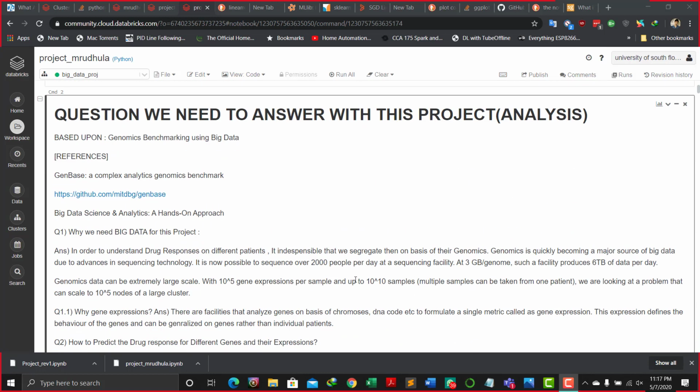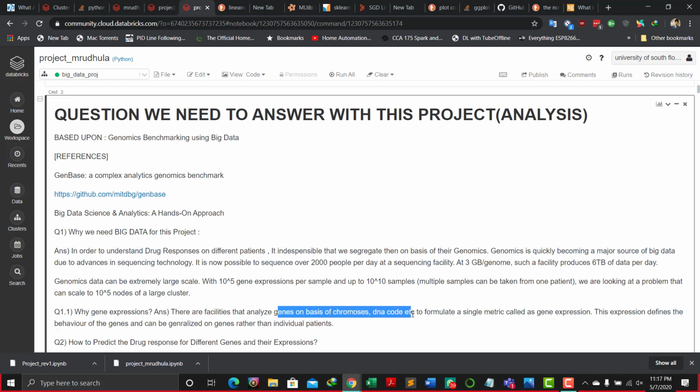The reason is that there are facilities which analyze genes on the basis of chromosomes, DNA code, etc. to formulate a single metric called gene expression, and this expression defines the behavior of the genes. That means rather than making a data set of different patients on the basis of their body, BMI, and location, etc., we can generalize patients on the basis of their gene expression itself.